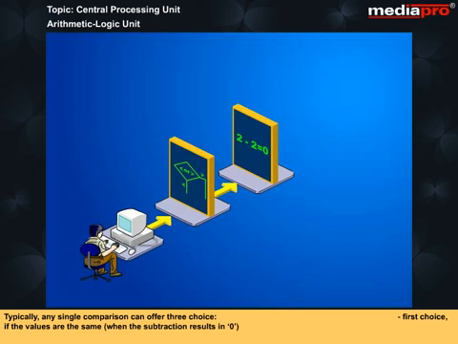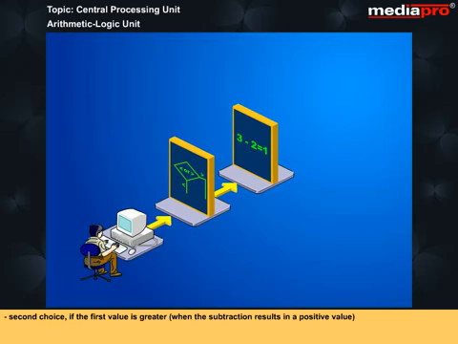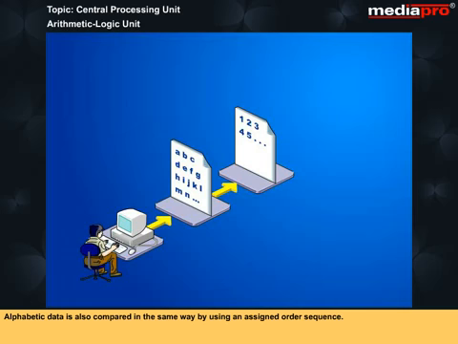First choice, if the values are the same, when the subtraction results in 0. Second choice, if the first value is greater, when the subtraction results in a positive value. Third choice, if the second value is greater than the first, when the subtraction results in a negative value. Alphabetic data is also compared in the same way by using an assigned order sequence.